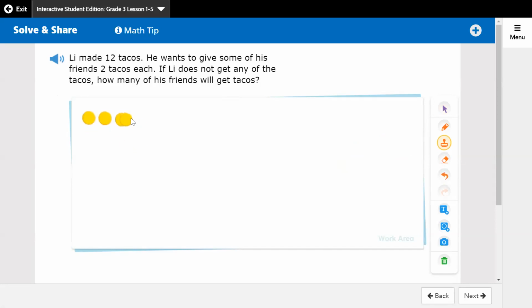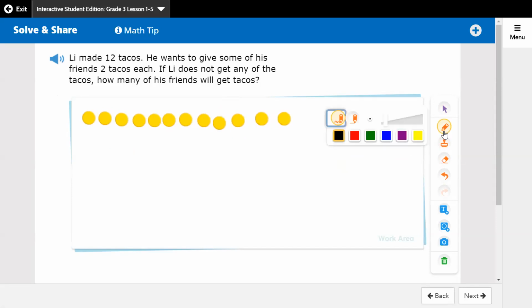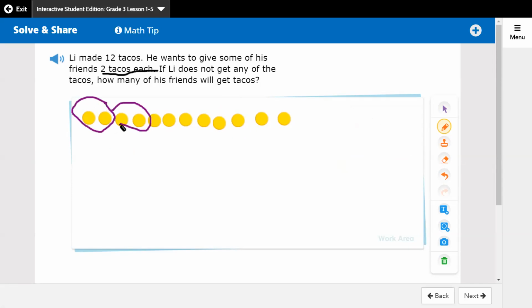So 1, 2, 3, 4, 5, 6, 7, 8, 9, 10, 11, 12. Okay, so he has 12 tacos. Now it says that he wants 2 tacos for each person. So 2 tacos each. So we can put them in groups of 2. So 1, 2, 3, 4, 5, 6. Very good. So now we have all of our little pieces, all 12, put into groups of 2.